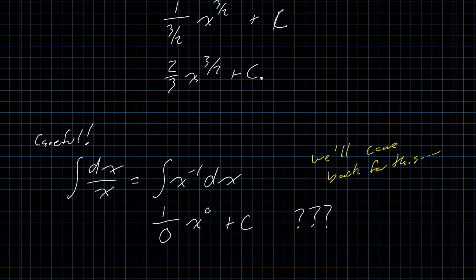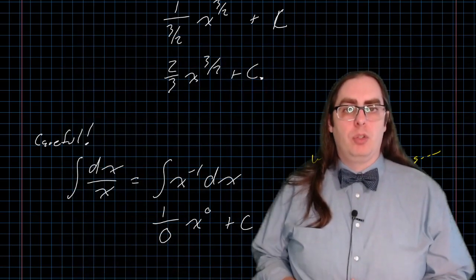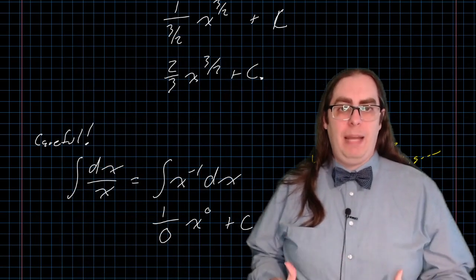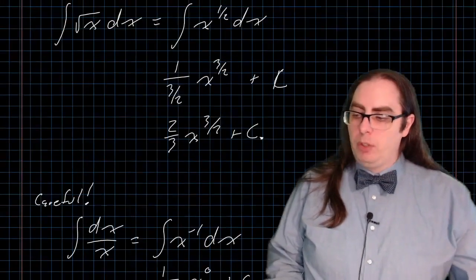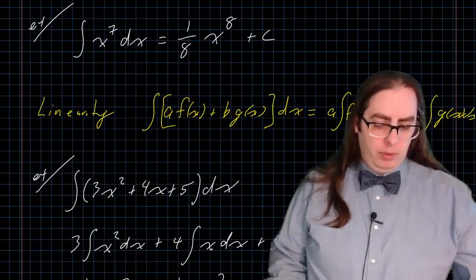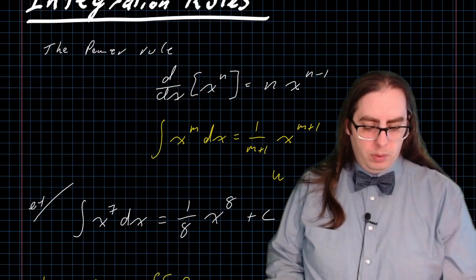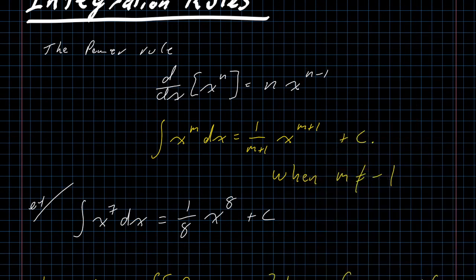So we don't have the tool right now for dealing with x to the -1. Our power rule for integrals is fundamentally flawed. It will work for literally any other power, but the power rule for integrals only works when m is not equal to -1. That's so important, I'm going to scroll back up to where I wrote the power rule and put that caveat in.